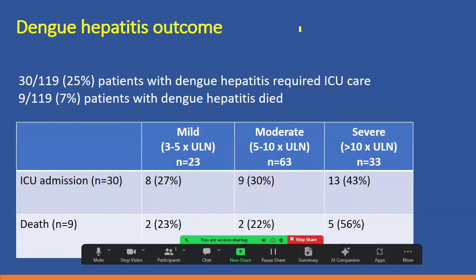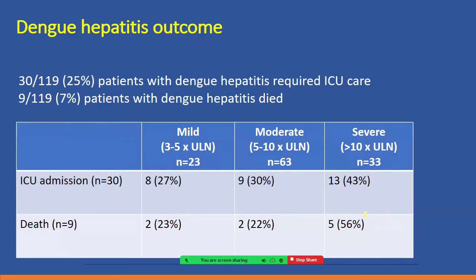So coming to the outcomes of dengue hepatitis, out of the 119 patients who had evidence of dengue hepatitis, 30 patients required ICU admission. And of those who required ICU admission, 27% had mild hepatitis, 30% had moderate hepatitis, and 43% had severe hepatitis. Overall, 9 patients died out of those who had hepatitis, and 23% of those who died had mild hepatitis, 22% had moderate hepatitis, and 56% had severe hepatitis. So there is a trend towards higher mortality in those who had severe hepatitis.